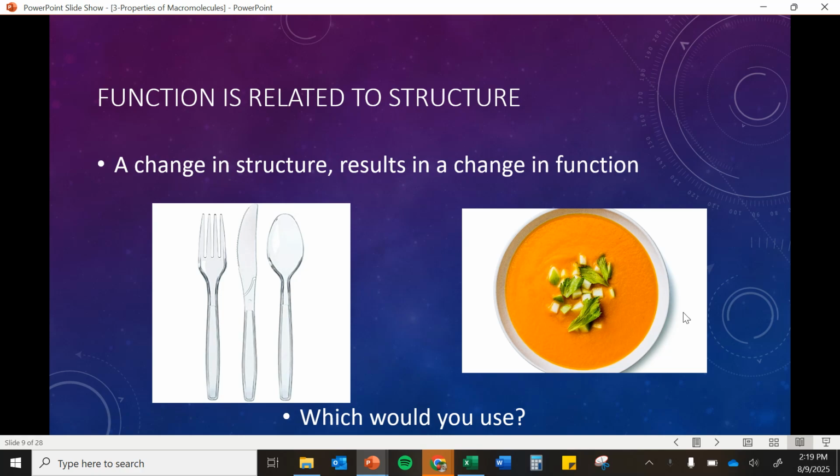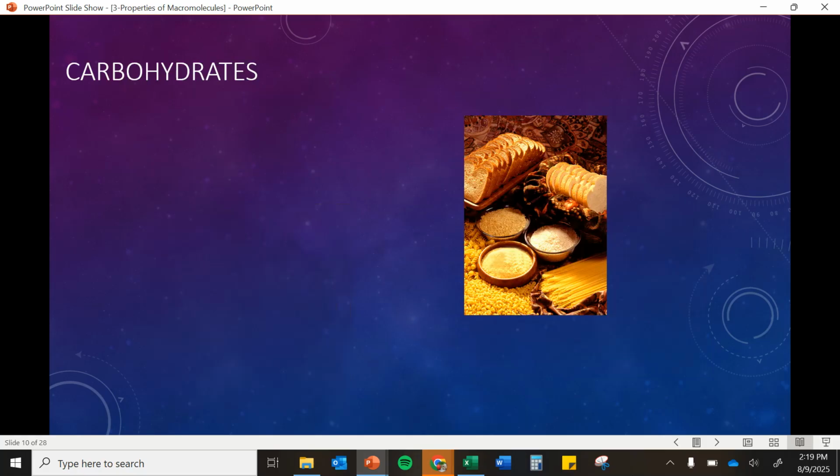Okay, but also if we were to change that structure, that also means we're going to change the function. So if we were to take that spoon and put a hole in it, its function is now changed. So the structure is going to be related to the function. And if we change the structure, we change the function.